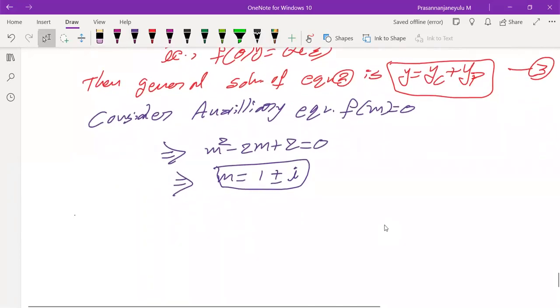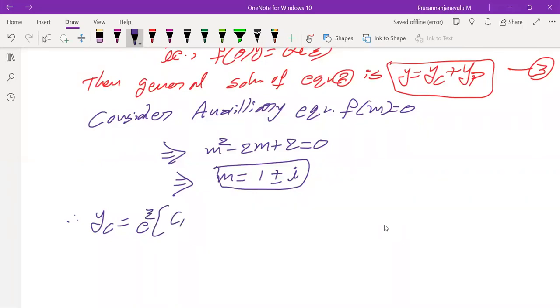Therefore yc equals e^(az)(c1 cos bz + c2 sin bz), since the roots are in the form a ± ib. Here a is 1 and b is also 1. So yc equals e^z(c1 cos z + c2 sin z). So we get equation number 4.